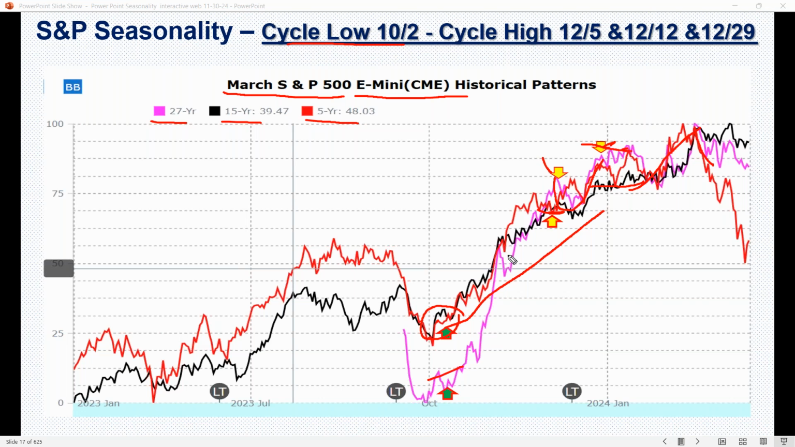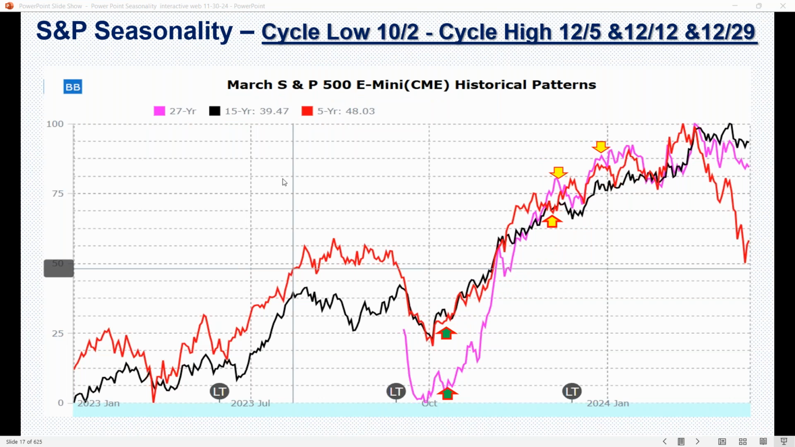So what we want to do is use this as the underlying support of the market, and then trade that seasonal trend. If it's up, we want to trade it up. If it's down, we trade it down. But that's where we use our indicators and momentum. All right, so that's an overview there.